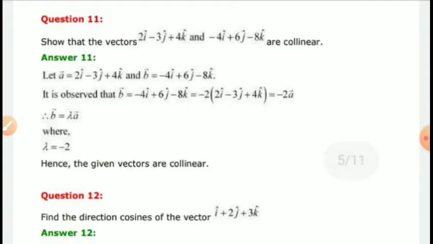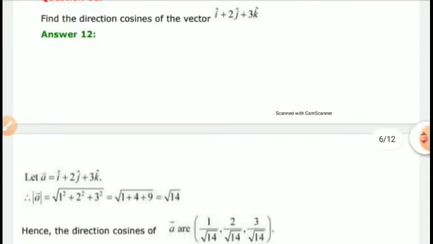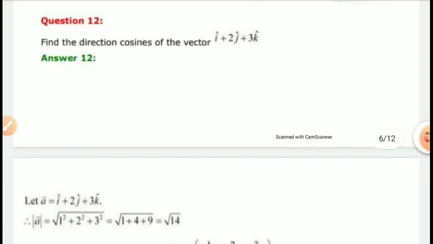Collinear, do remember that. Okay, this point everyone has to note. Here, if you observe that one is a scalar product of the other vector, from that you can say that they are collinear. Find the direction cosines. Direction cosines is nothing but the unit vector in the direction of the given vector.